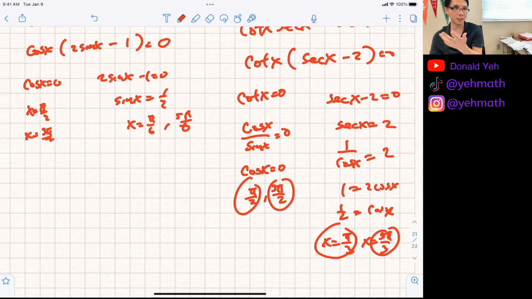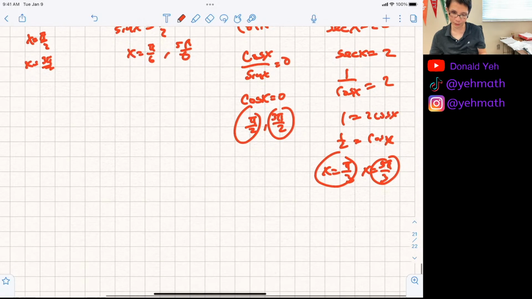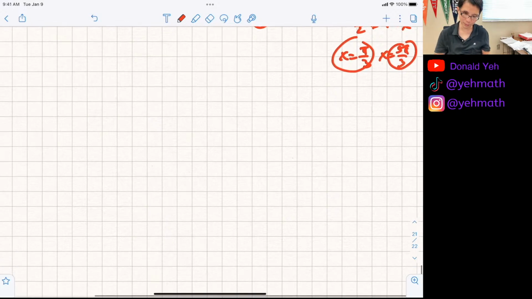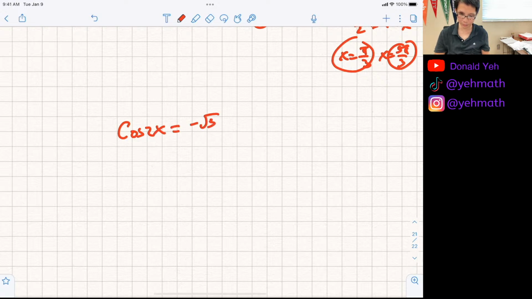I only have 2 minutes to talk about the last one, but if you had to go, you had to go. But if you want to stay a little bit longer, it's going to be this one. It's going to be cosine of 2x equal to negative root 3 over 2. Actually, let's do root 2 over 2. That's a little bit easier. Some people say I can use the double angle identity. Well, here's the thing, don't. The reason being is that this question is called a multiple angle equation.